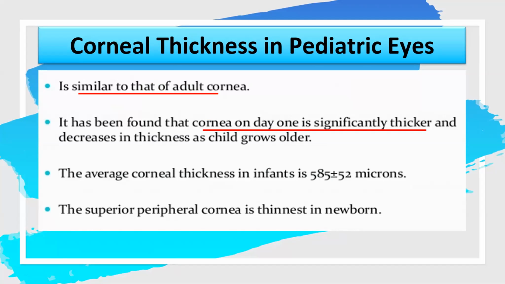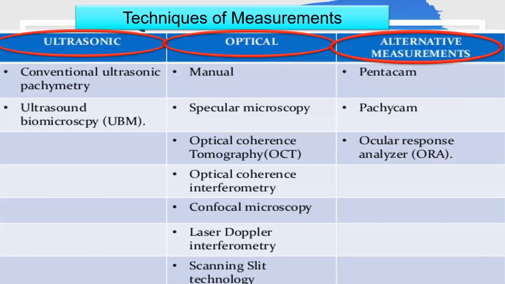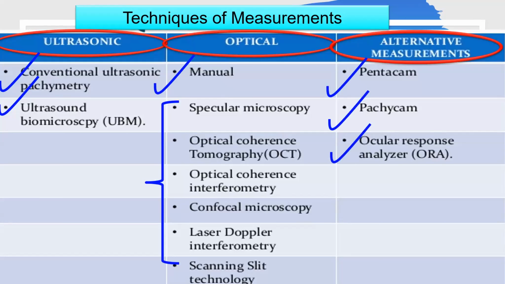So what are the various techniques of measurement of corneal thickness? It can be an ultrasonic technique, it can be an optical technique, or there can be alternative measurements. In the ultrasonic technique, we have conventional ultrasonic pachymetry and ultrasound biomicroscopy. In the optical variety, we have manual optical pachymeters and a variety of other optical devices. In alternative measures, we have Pentacam, Pachycam, and ocular response analyzer.